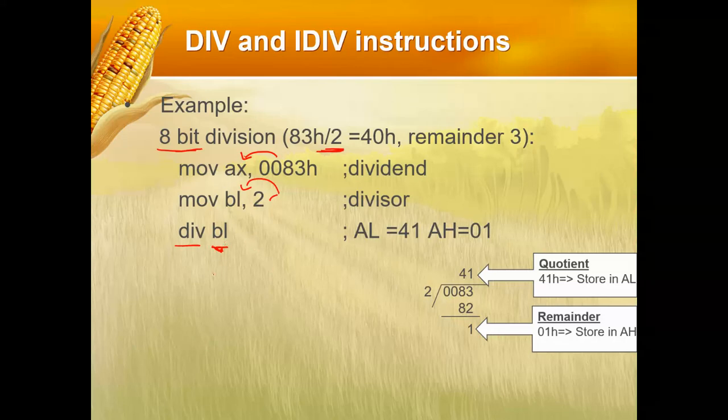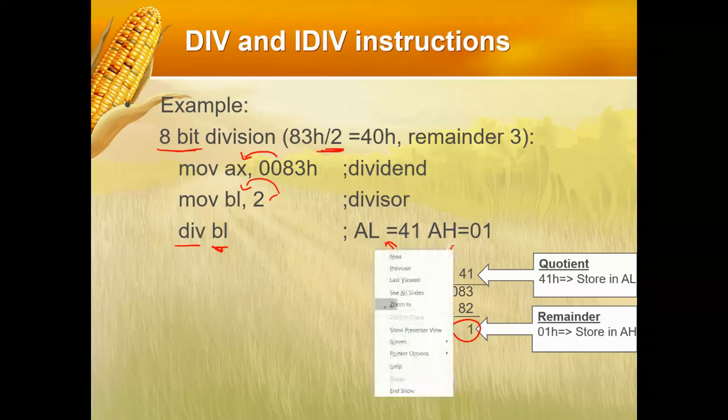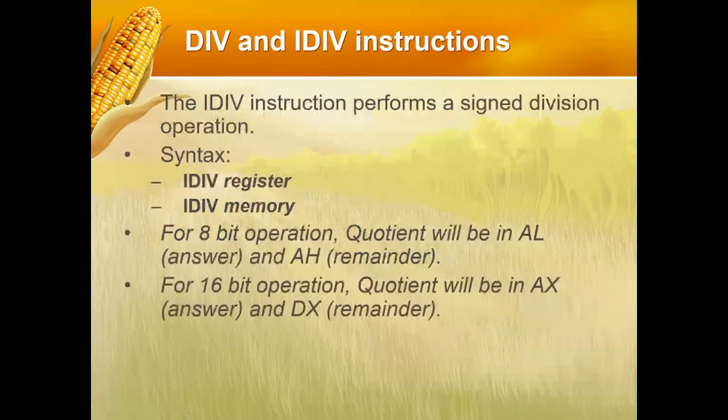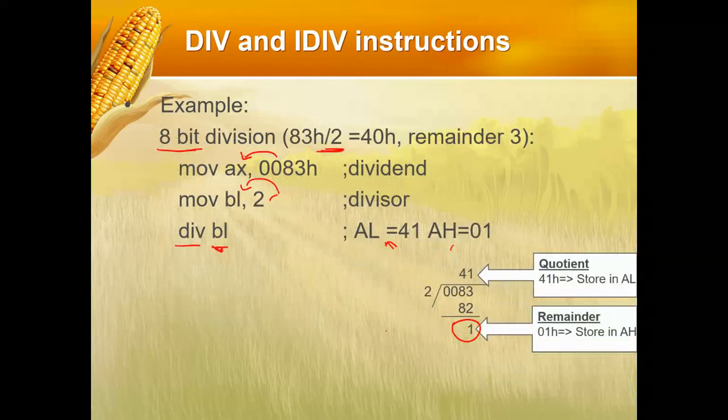And then, during the tracing, the quotient, your answer, will be put into AL at the low byte, and your remainder will be at your high byte. Why? Because when we divide, normally the numbers will be reduced, becoming smaller and smaller. So it is advisable for you to do the division manually instead of using a calculator.